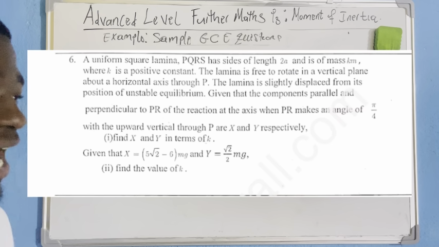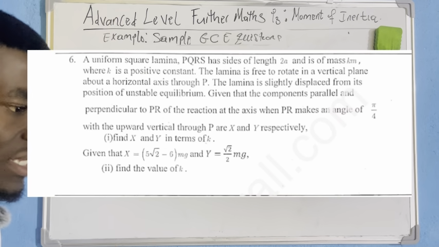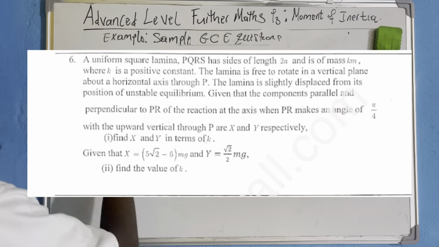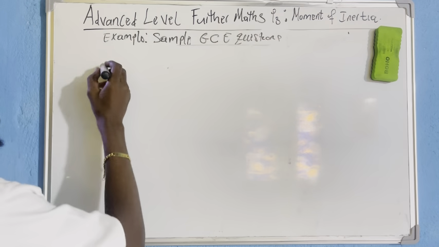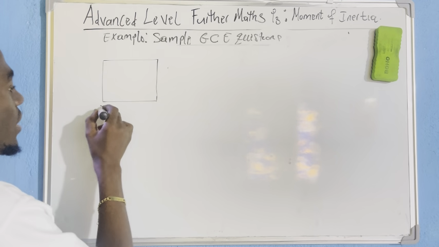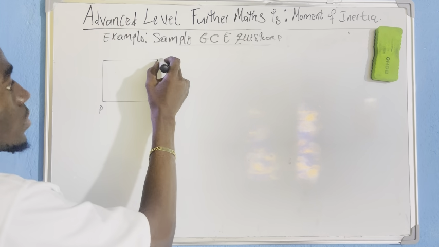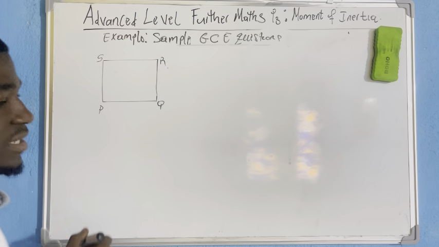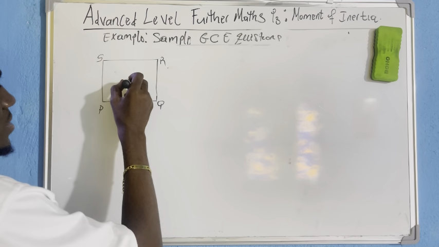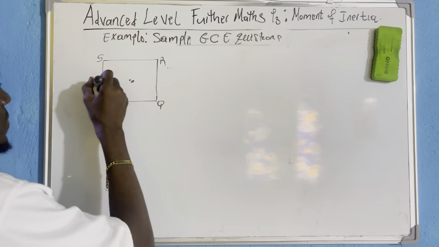Now, this question, we are having what? A laminar. A laminar, I think, is in the form of a square. Is that okay? So let me first of all try and represent the laminar here. P, Q, R, S. That is it. And here should be the center of the laminar. Let me call that center O. And the laminar is of side a.